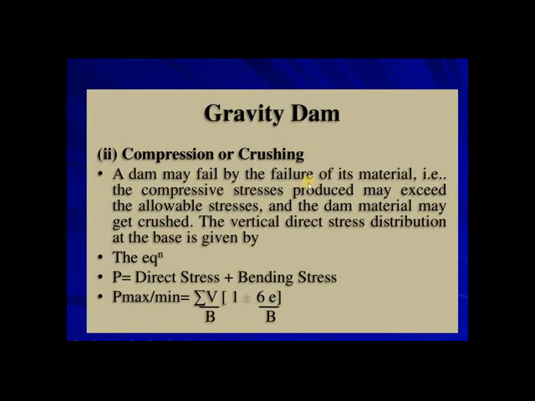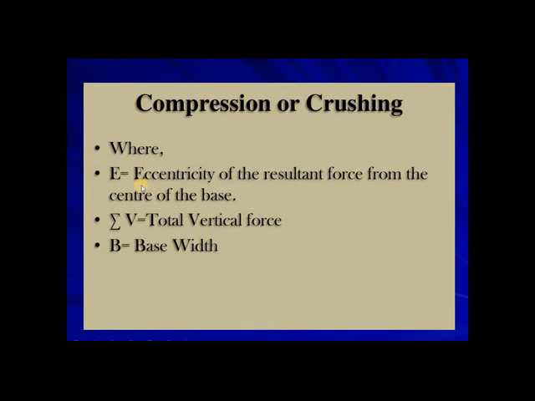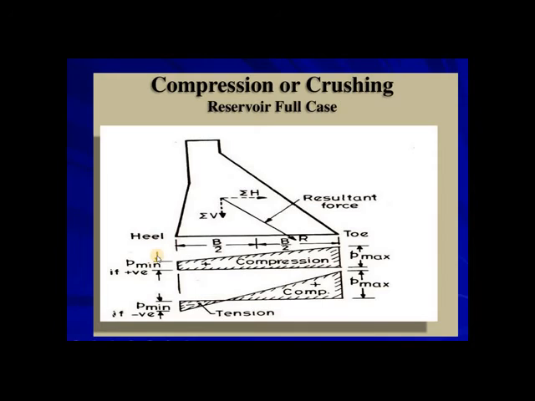Compression or crushing. A dam may fail by failure of its material. If material is crushed because the compressive stresses produced may exceed the allowable stresses of the material which is used in dam construction, the dam material may get crushed. The vertical direct stress distribution at the base is given by this equation. That is equal to direct stress plus bending stress, and e is the eccentricity of the resultant force, sigma V is the total vertical force, B is the base width.